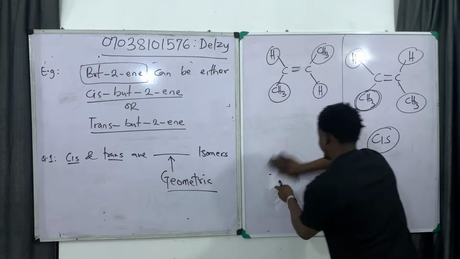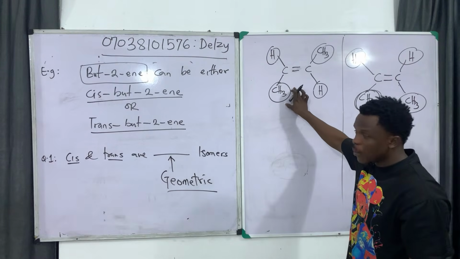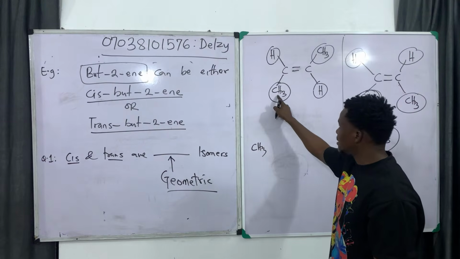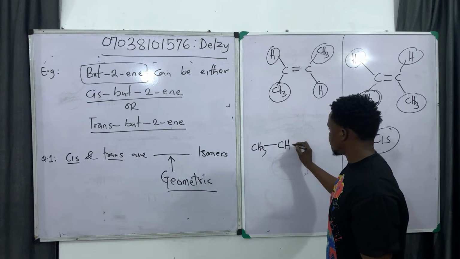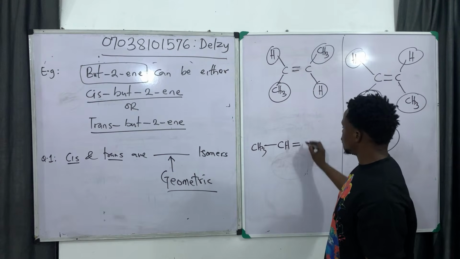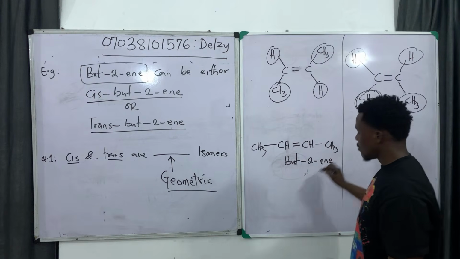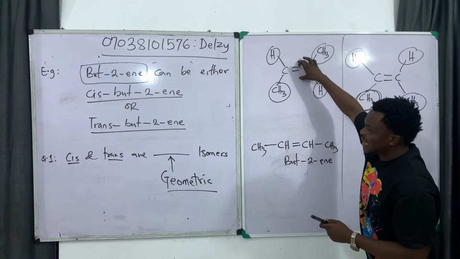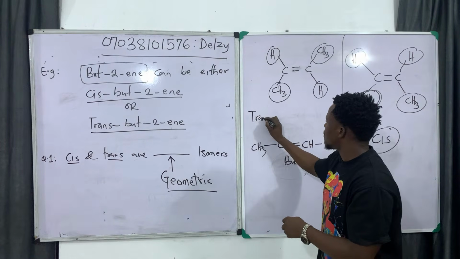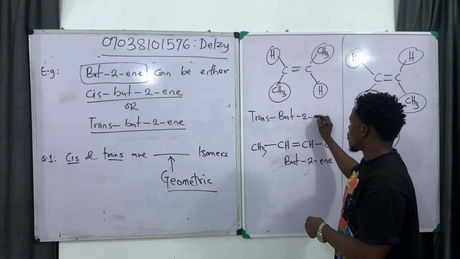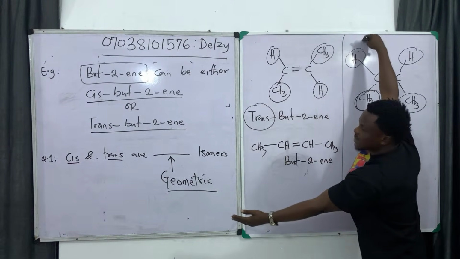So now look at this. The normal way to write this compound is CH3, this CH3, you put a line, put C, put this H, put a double bond, put this C, put this. Now this is 2-butene. Anytime it is written in this format, we call it the geometric form. So this format is now trans, which means that two same type of substituents are on opposite sides.